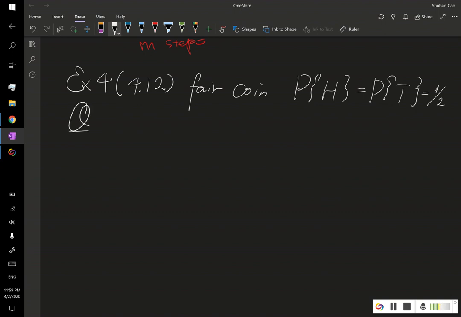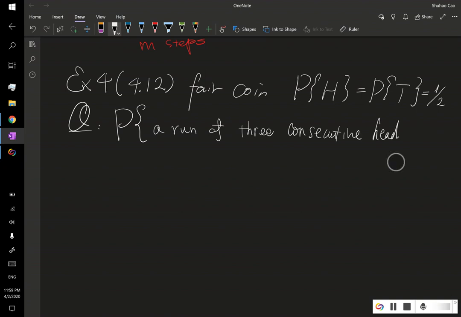And now the question asks us to compute the probability that we have a run of 3 consecutive heads within 8 flips. Okay.